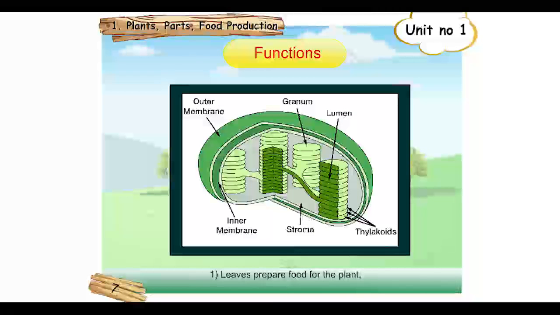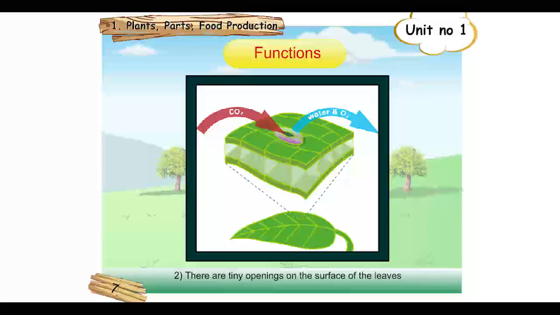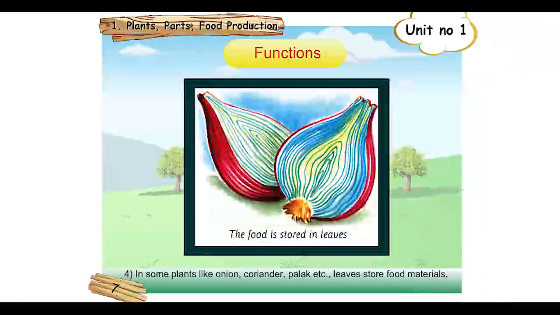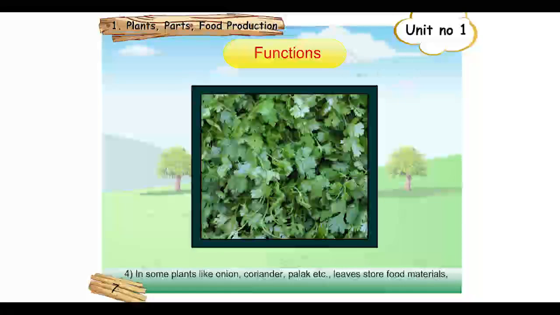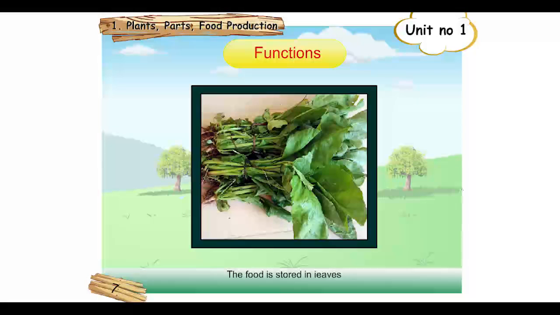Functions: 1. Leaves prepare food for the plant. 2. There are tiny openings on the surface of the leaves called stomata. During respiration, plants take in oxygen and give out carbon dioxide through these openings. 3. Plants get rid of excess water through the stomata. This process is known as transpiration. 4. In some plants like onion, coriander, palak, etc., leaves store food materials. The food is stored in leaves.